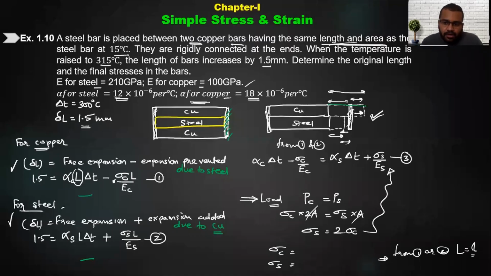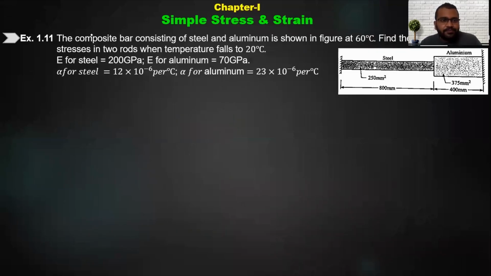Now on similar lines we will solve another question where the materials are not in parallel, they are in series. For example, this is the question you can see. There is a composite bar consisting of steel and aluminium as shown in the figure, connected in series with each other. Right now the temperature is 60 degrees. Find the stresses in the two rods when the temperature falls to 20 degrees.